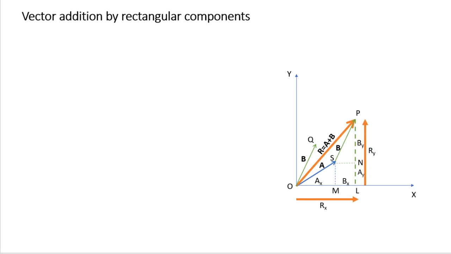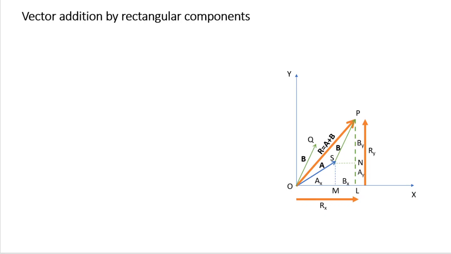In this video, I'm going to show how we can find a resultant vector of two vectors if the rectangular components are given. So in the figure, you can see that the OS line shows vector A, while the OQ line shows vector B. Using the head-to-tail rule, we can add them and find the resultant vector, which is A plus B.